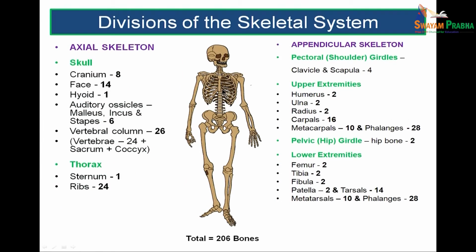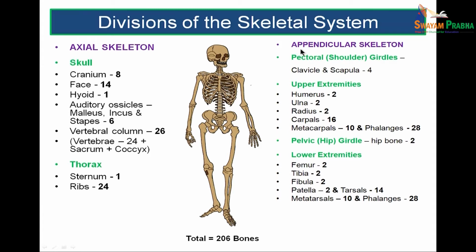Divisions of the skeletal system. If we look at the entire skeleton here, that's a total of 206 bones. We can classify the skeleton into an axial skeleton and an appendicular skeleton. The axial skeleton is in the axis of the body, made up of the skull, the cranium and facial bones, the vertebral column, sacrum and coccyx. It also includes the thoracic cage and the sternum along with it.